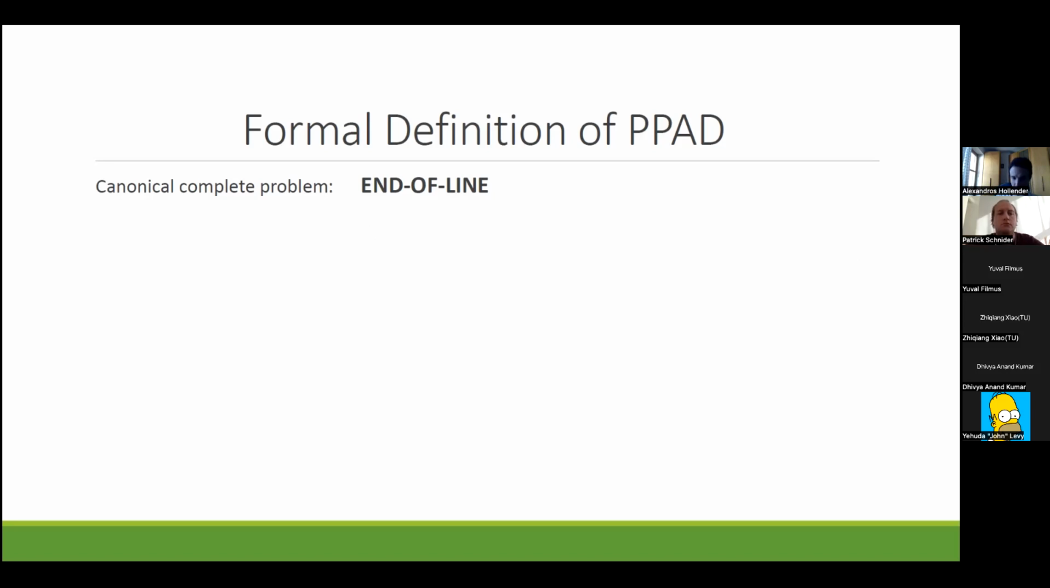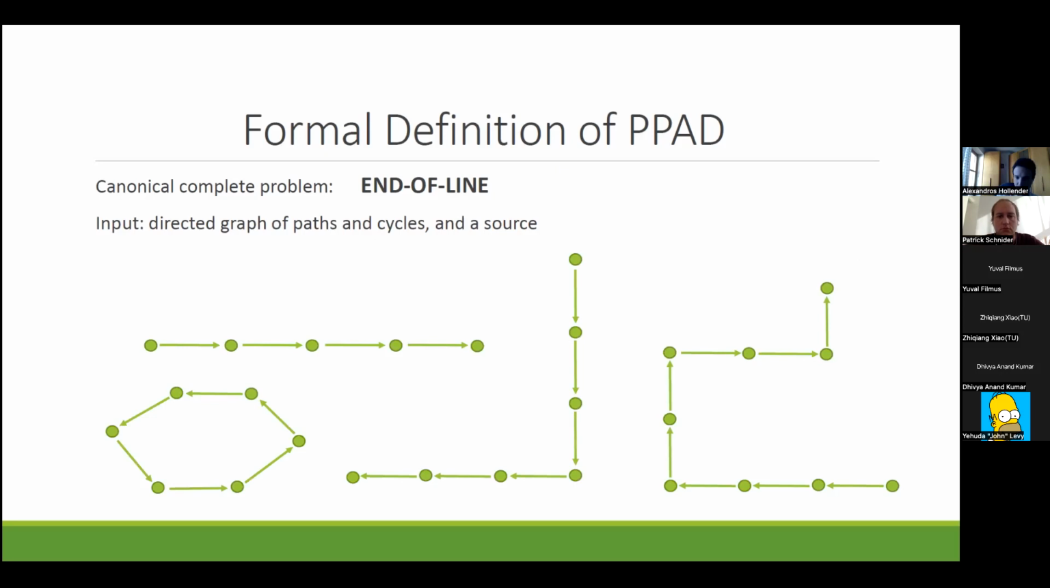What is this end of line problem? The input to the problem is a directed graph of paths and cycles, meaning something like this, a directed graph where you only have paths and cycles. So you never have out degree more than one or in degree more than one. And I also give you a source, maybe one of the sources. For example, I give you this source. So the input for the problem is this graph and this particular source, the blue square.